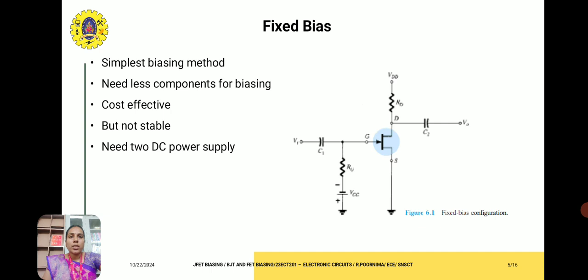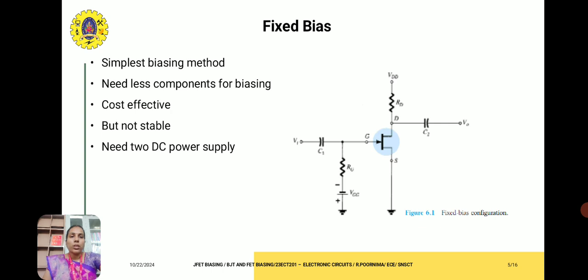The first one is the fixed bias. It is the simplest biasing method, needs fewer components for biasing and is cost effective, but the limitation of the fixed bias circuit is that it is not stable. We can see the diagram of the JFET fixed bias circuit. Here the gate terminal is connected to C1, where the input signal is given, and it is connected to resistance RG and power supply VGG. The drain terminal is connected to RD and VDD, and coupling capacitor C2 is connected to the output V0. So this is the fixed bias amplifier circuit.